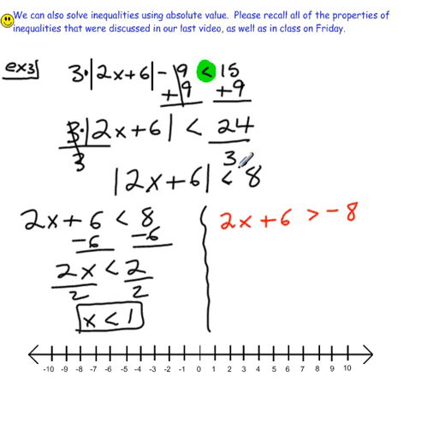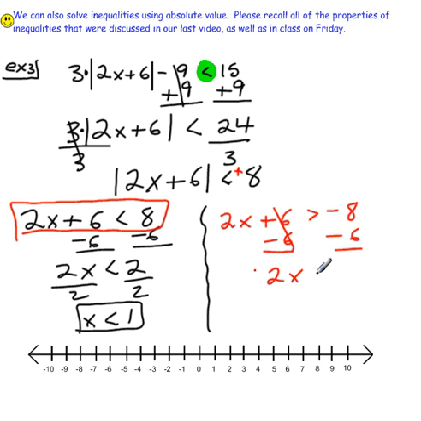Not only do you change the sign, it was positive, we changed it to negative, but you flip the inequality symbol. Okay? So 2x plus 6 is less than 8, and 2x plus 6 is greater than negative 8. And now you just solve it just like you normally would. Pay attention to all the regular inequality rules that we went over in class just a couple of days ago.